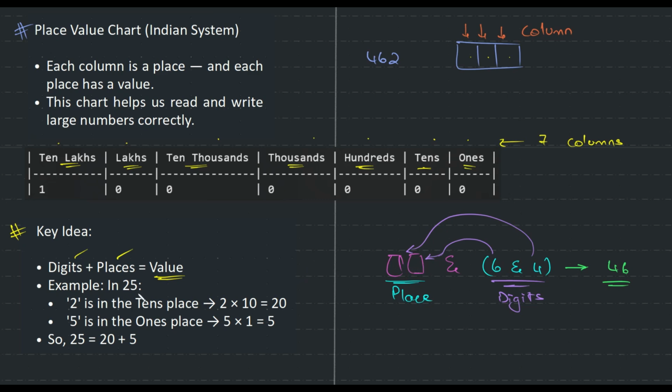Right? In 25, 2 is in the tens place, right? It comes in the second column from the right, and 5 is in the ones place because it's the very first from the right. So 5 is in the ones place. So 25 can be written as 20 plus 5. That is, 2 is multiplied with 10 and 5 is multiplied with 1. That's why we write it as ones, tens, hundreds. So 462. Okay, let me give one more example.